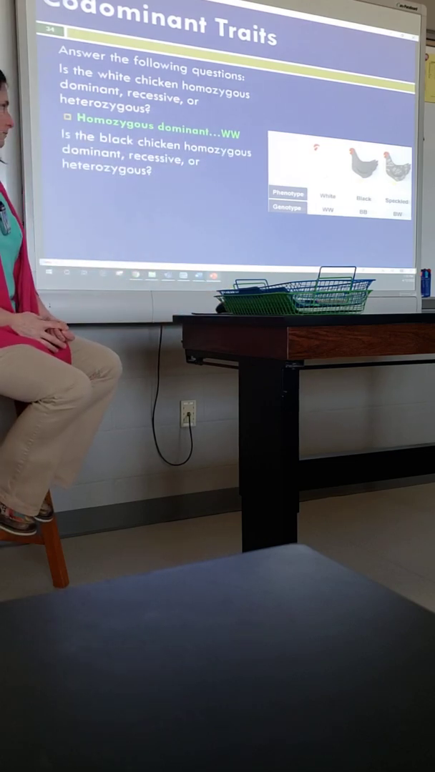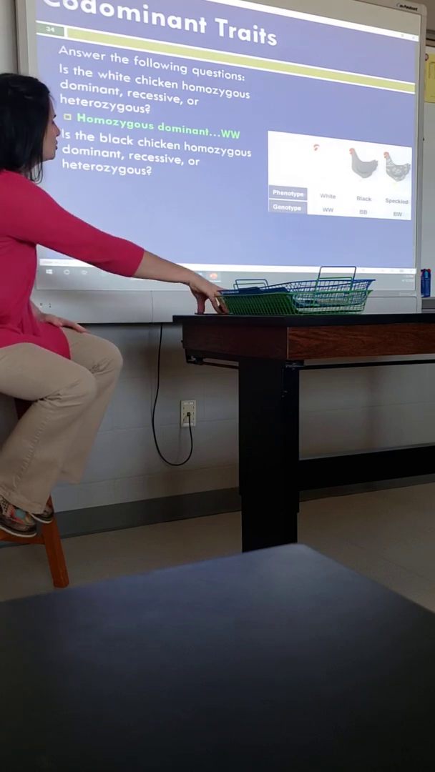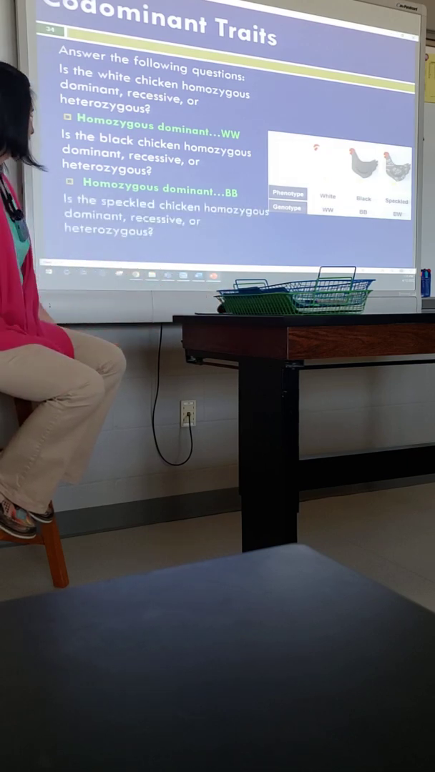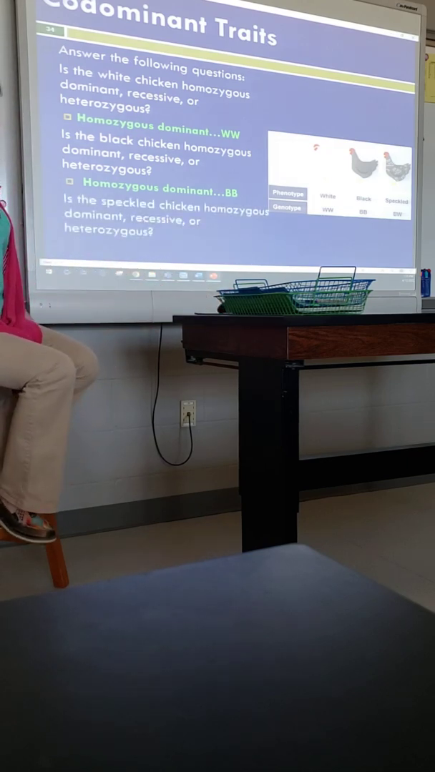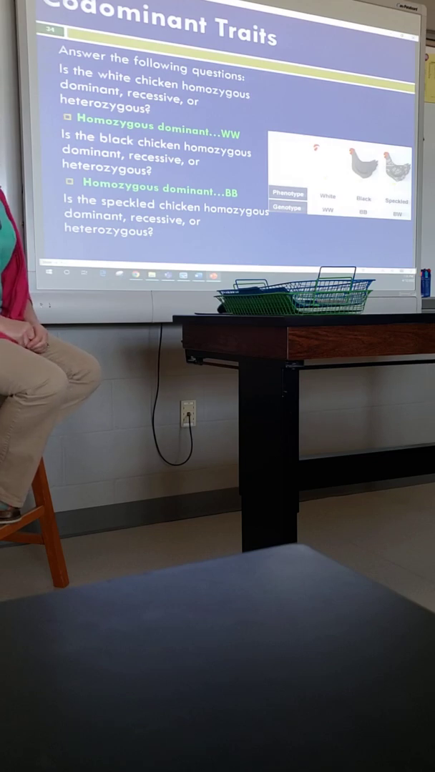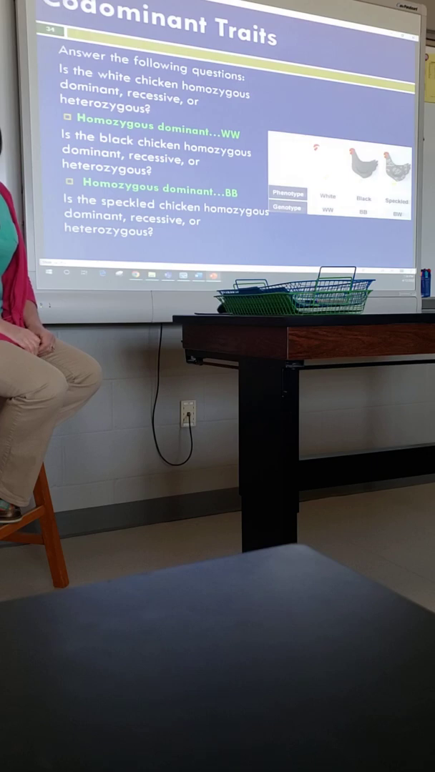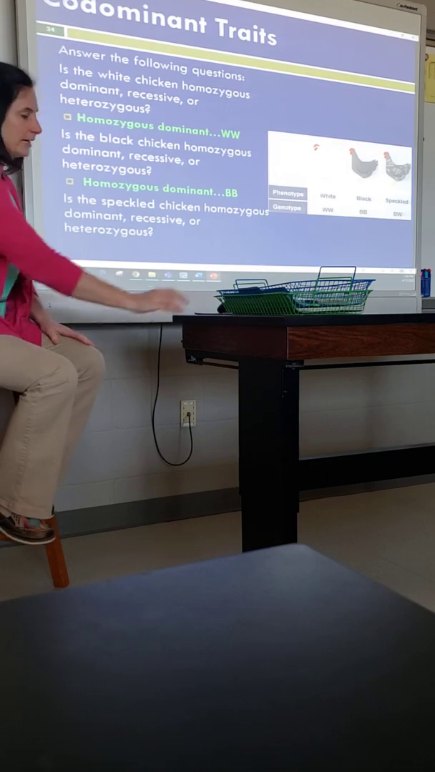Black chicken. So the all black. Is it gonna be homozygous dominant, recessive, or is it gonna be heterozygous? What do you think, Dalton? Homozygous dominant. Yeah, its genotype is gonna be the big B, big B. Very good. All right, speckled. Is it gonna be homozygous dominant, recessive, or heterozygous? Heterozygous. Very good. Heterozygous. And like David said, if you want to throw on the dominant at the end, I definitely wouldn't count that wrong, right? It's better to be more thorough than leave something out.